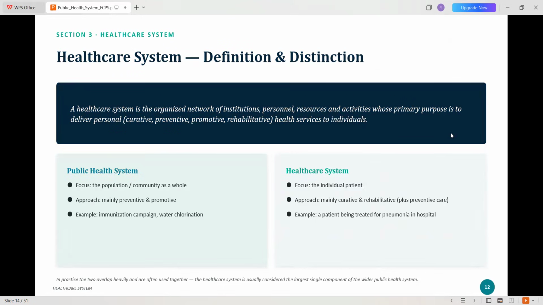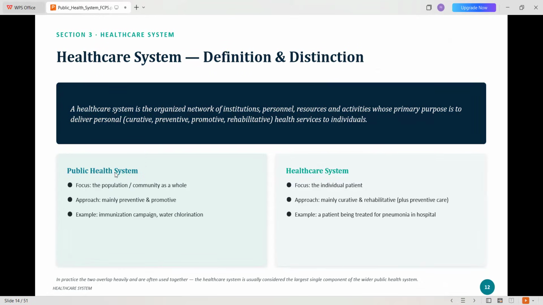So next we will discuss the healthcare system. It is an organized network of institutions, personnel, resources, and activities whose primary purpose is to deliver personal health services that include curative, preventive, promotive, and rehabilitative services to the individual.